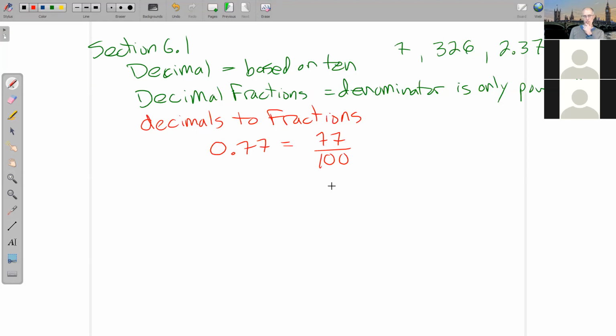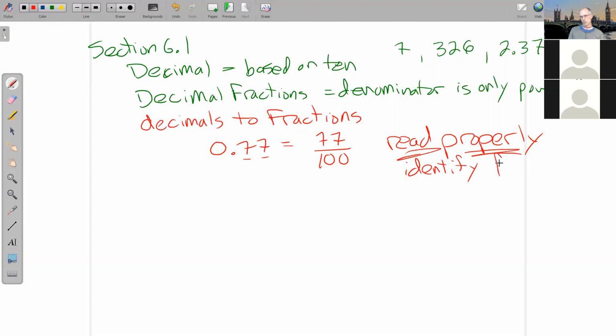Place values. Yeah, you just have to read the place value. This is the tens place, that's the hundreds place. So the proper way to read that is 77 hundredths. So the trick was to just read it properly. And don't use slang. Don't call it 0.77. Which means identify place value.